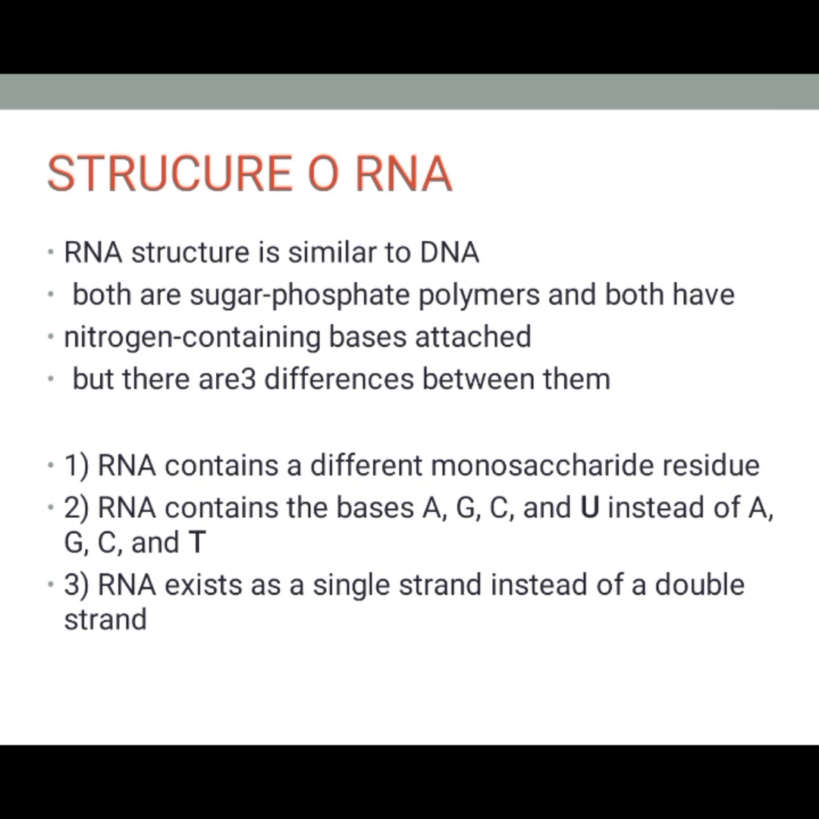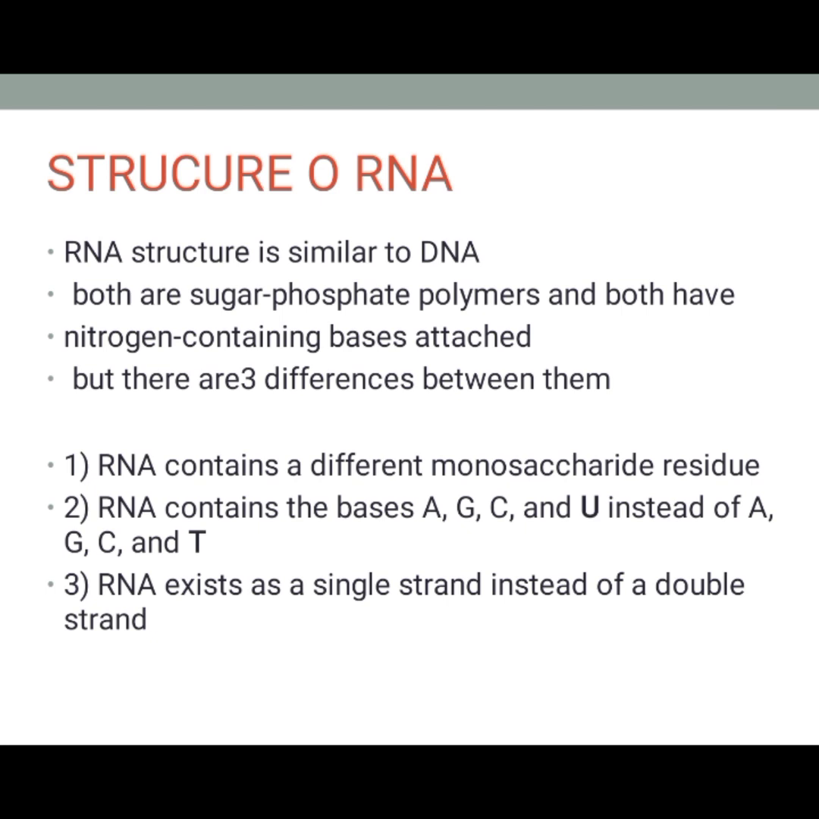Both are sugar-phosphate polymers and both have nitrogen-containing bases, as we have seen in DNA. It is also having phosphate and sugar bonds, and nitrogen bases are attached to this. But mainly there are three differences between DNA and RNA. RNA contains a different monosaccharide residue, that is ribose. Here there is deoxyribose sugar, but here ribose sugar.